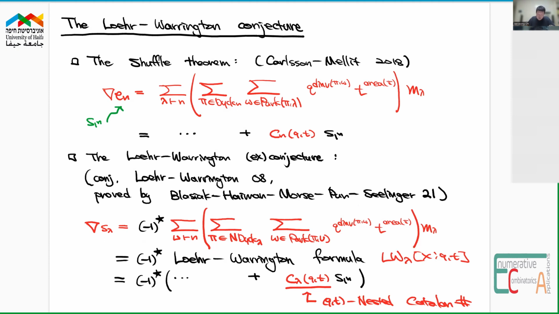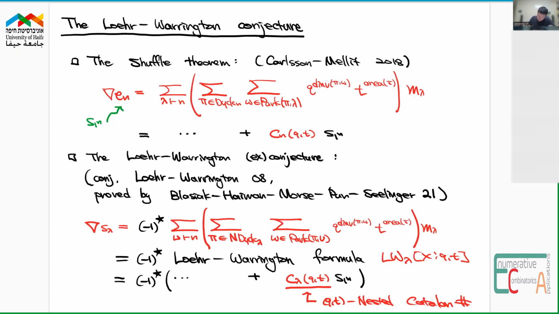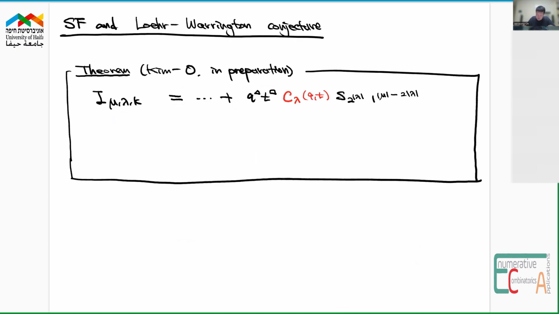And this Loehr and Warrington conjecture from 2008 was very recently proved by Blasiak, Haiman, Morse, Pun, and Seelinger in 2021. And in the ongoing work with Dong and Kim, we have found that the last Schur coefficient, which is a q,t count of nested Dyck paths, so I'll just call it the q,t nested Catalan number, also appears in our new symmetric function I mu lambda k.